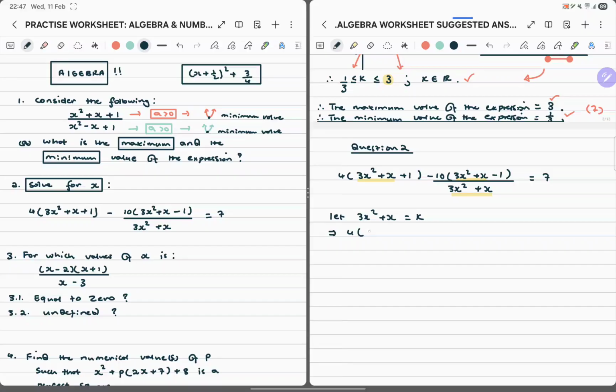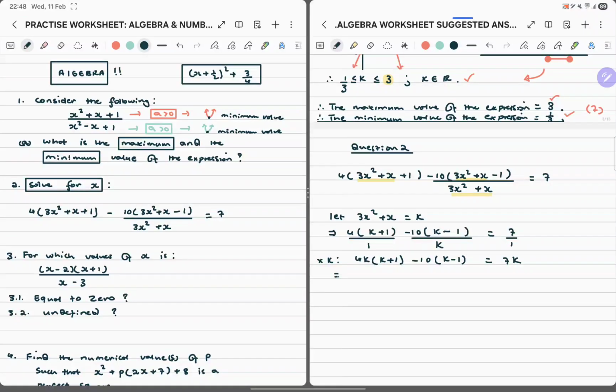It implies that we've got 4 into (k plus 1) minus 10 into (k minus 1), all divided by k equals 7 over 1. Now, of course, this is all over 1. If we want to deal with fractions, then we multiply by the common denominator, which is k. What do we end up with? We end up with 4 into (k plus 1) minus 10 into (k minus 1). So the k goes away from there, then it becomes 7k.